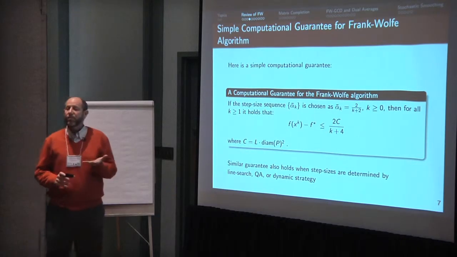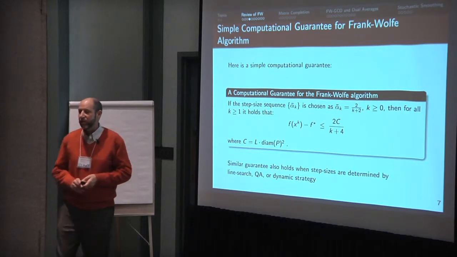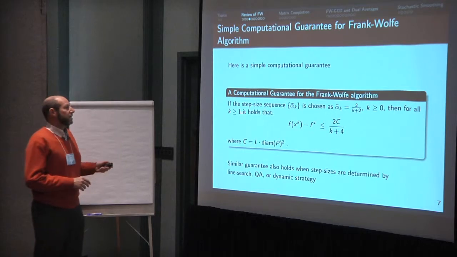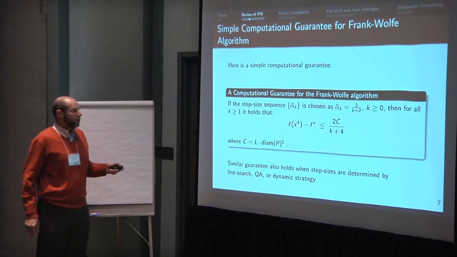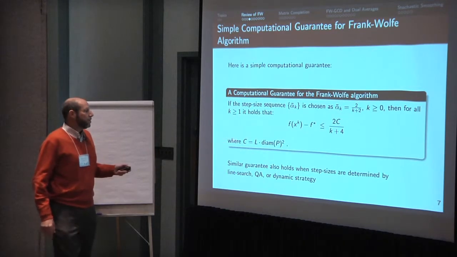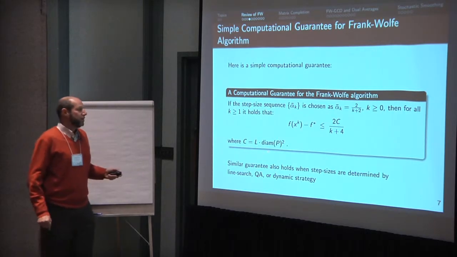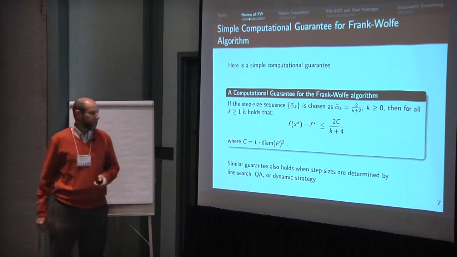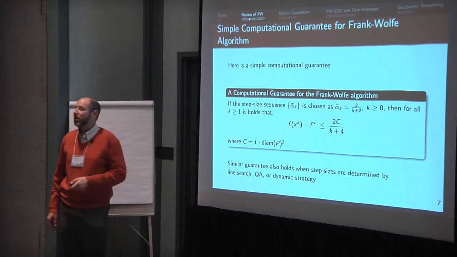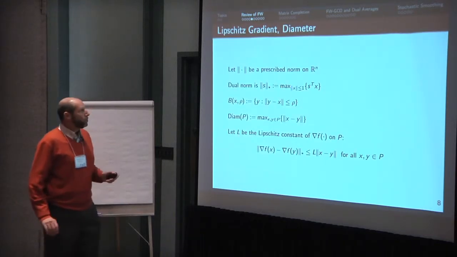Okay. Here's a simple computational guarantee, one of many different flavors of computational guarantees for the Frank-Wolfe method. If the step sizes are chosen with the recent standard, then for all k it holds that your optimality gap is at most 2C over k plus 4, where C is the Lipschitz constant, which I'll get to shortly, times the diameter of the set squared. Okay? Similar guarantees hold when step sizes are determined by line search, quadratic approximation, or the dynamic strategy. Okay? So what is the Lipschitz constant?